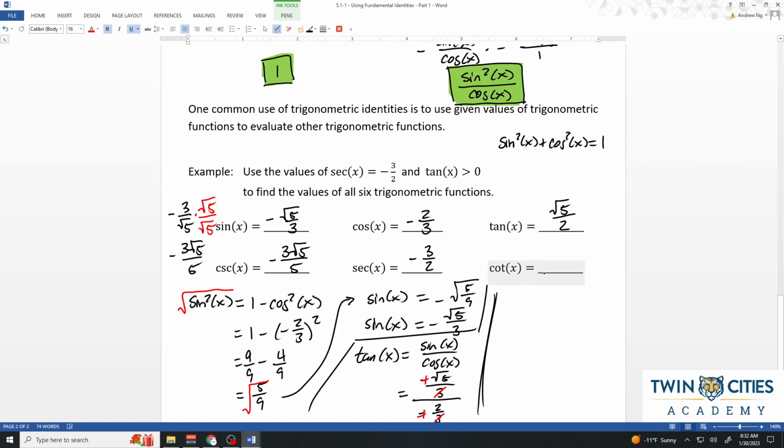Then for cotangent, we're going to find the reciprocal of tangent. That's going to be 2 over the square root of 5. All right, let's rationalize the denominator here. So this will end up being 2 square root of 5 over 5.